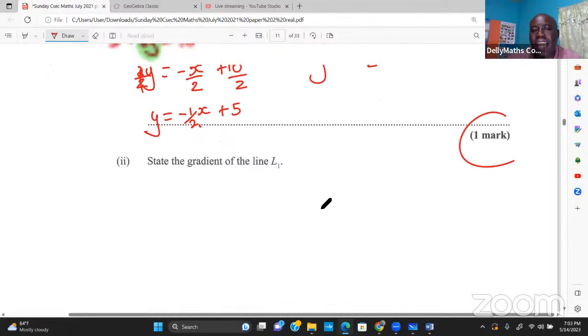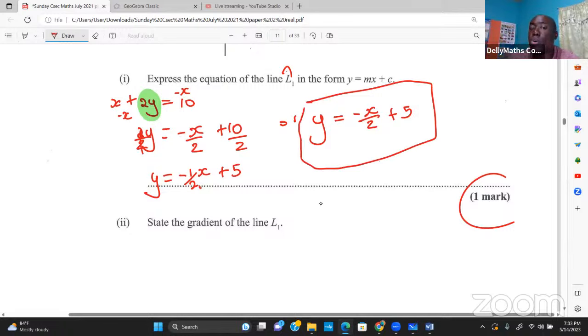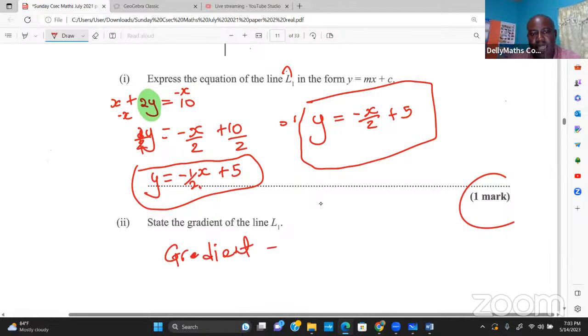State the gradient of line 1. Remember that you cannot state the gradient unless you write it in the slope-intercept form, which is this format. So don't try to give the gradient without writing it in this format where the y is alone. So then the gradient, as you could see, is equal to the coefficient of the x.